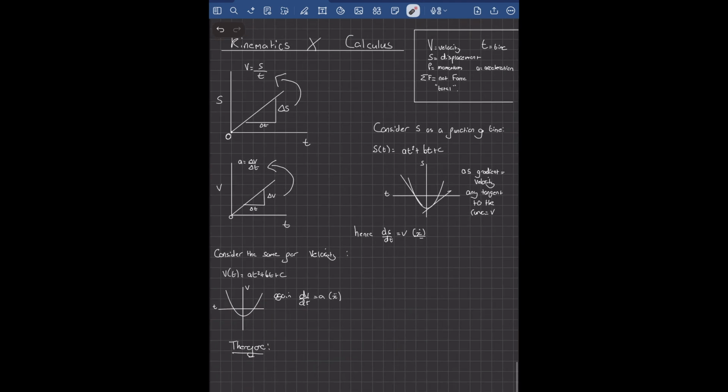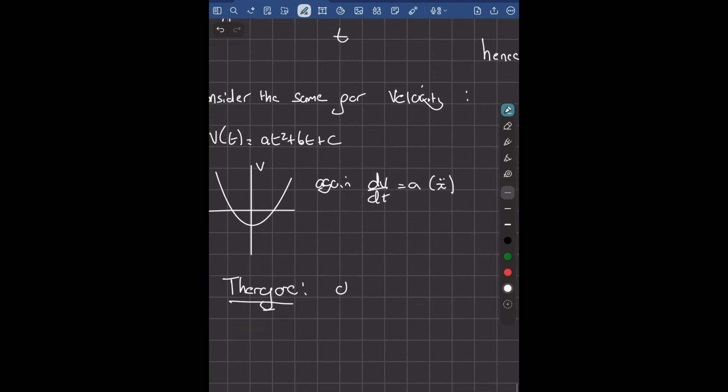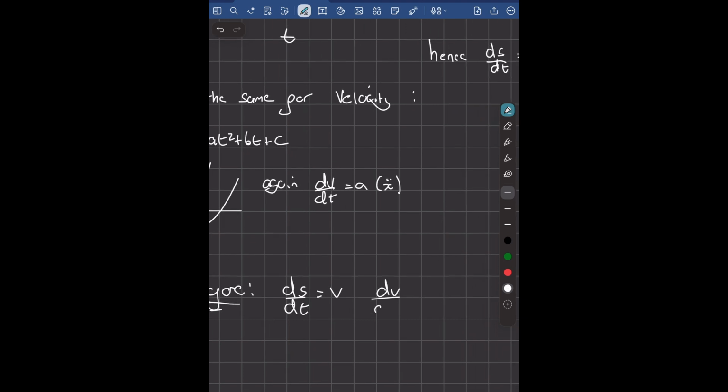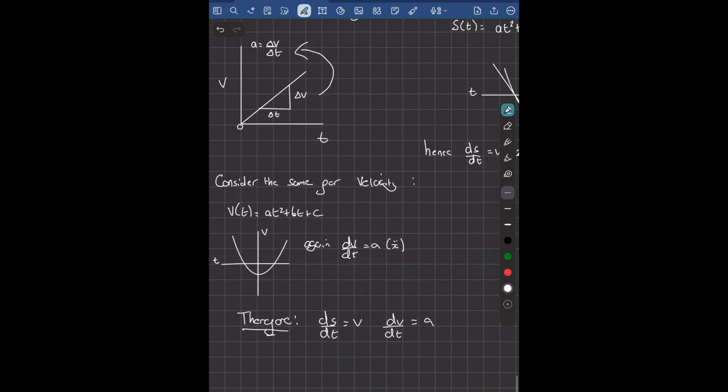So that's the basics of using calculus and kinematics together. If you were to summarize it, we would just say that differentiating displacement against time gives us velocity, and differentiating velocity against time gives us acceleration. Now, if we work backwards and find the area of these graphs with integration, we would get the opposite. So we'll get velocity from the integral of acceleration, and the integral of velocity will give us displacement.